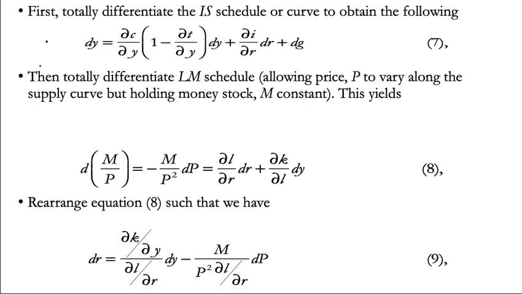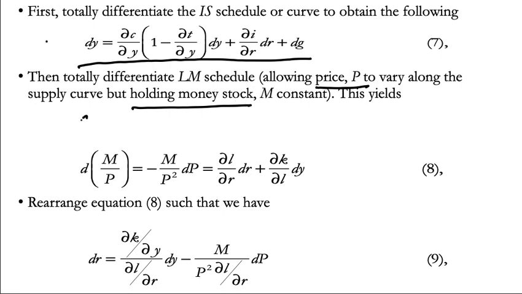What we should do now is to totally differentiate the IS schedule or curve to obtain expression 7. So expression 7 is not something new for you because this has been repeated in the previous chapters many times. Okay, now recall that we also have LM schedule. So what we need to do is to totally differentiate LM schedule. And this time be careful because we allow price P to vary, but we hold money stock constant. Okay, so how do we do it?